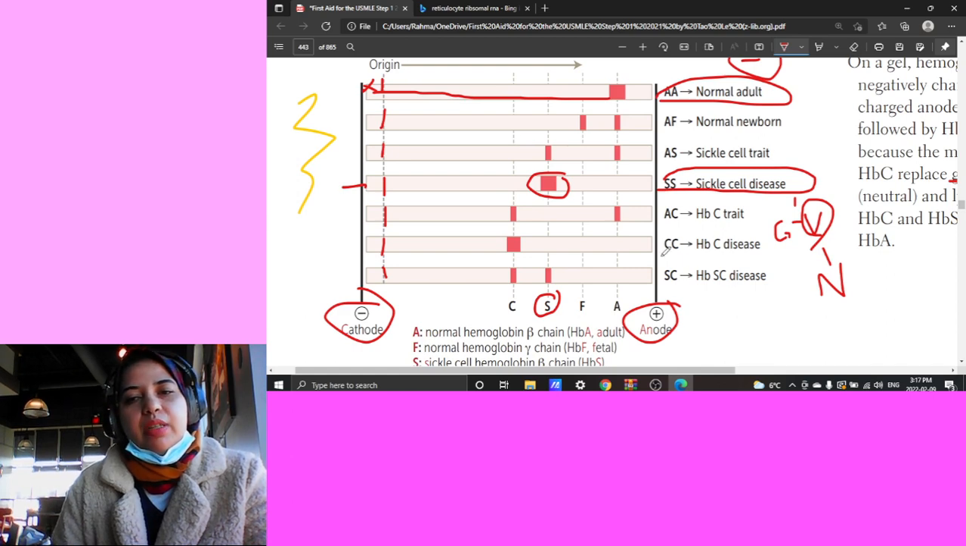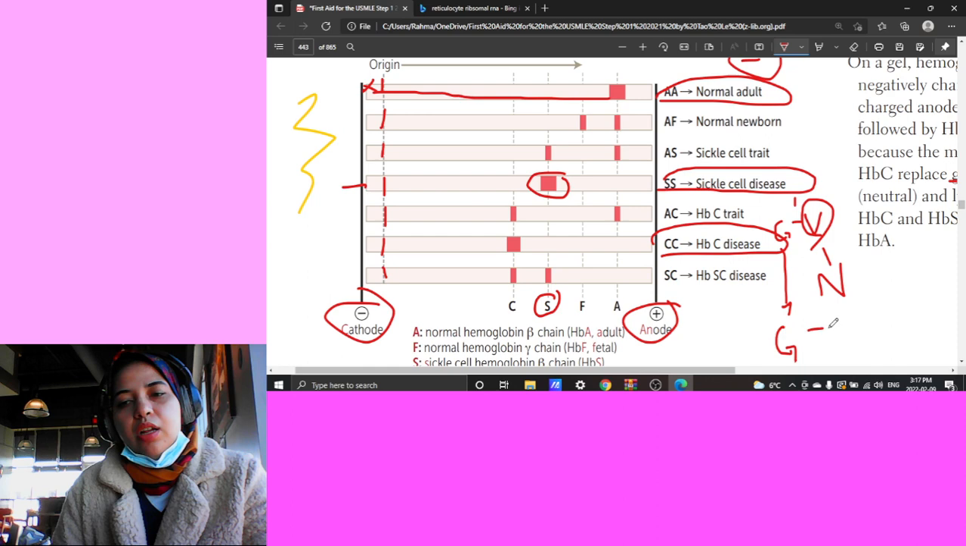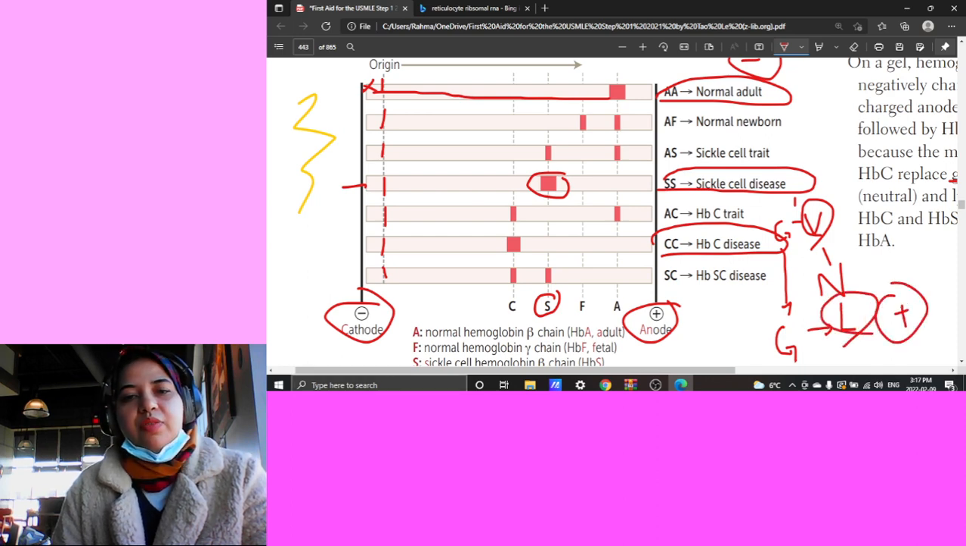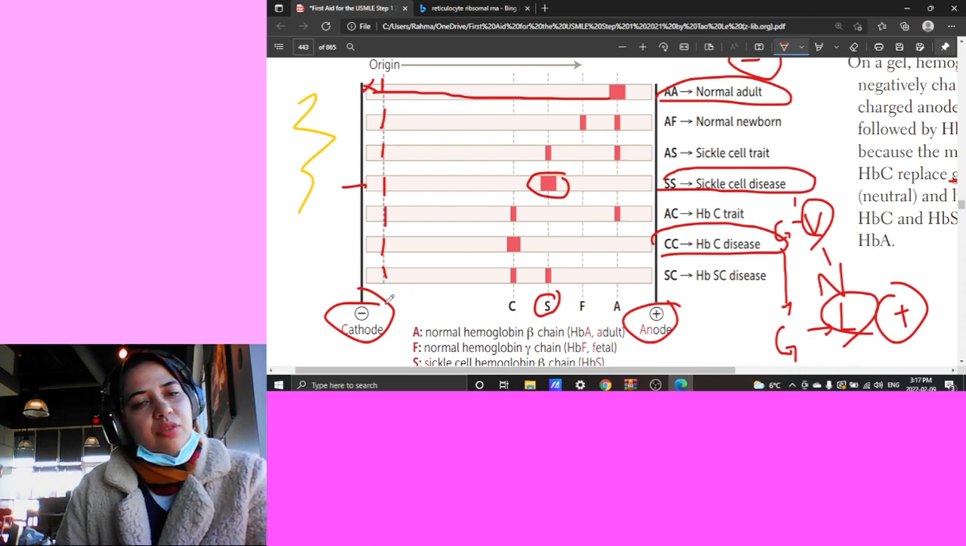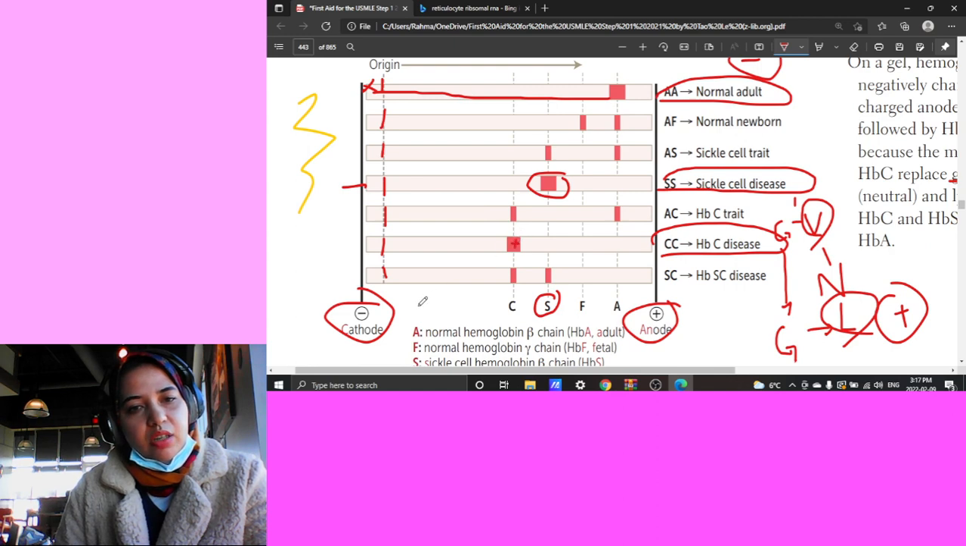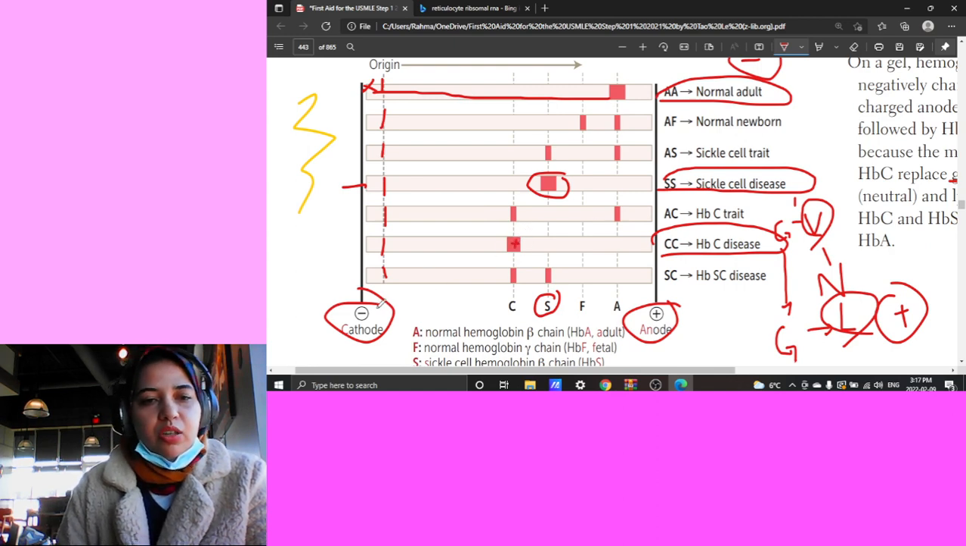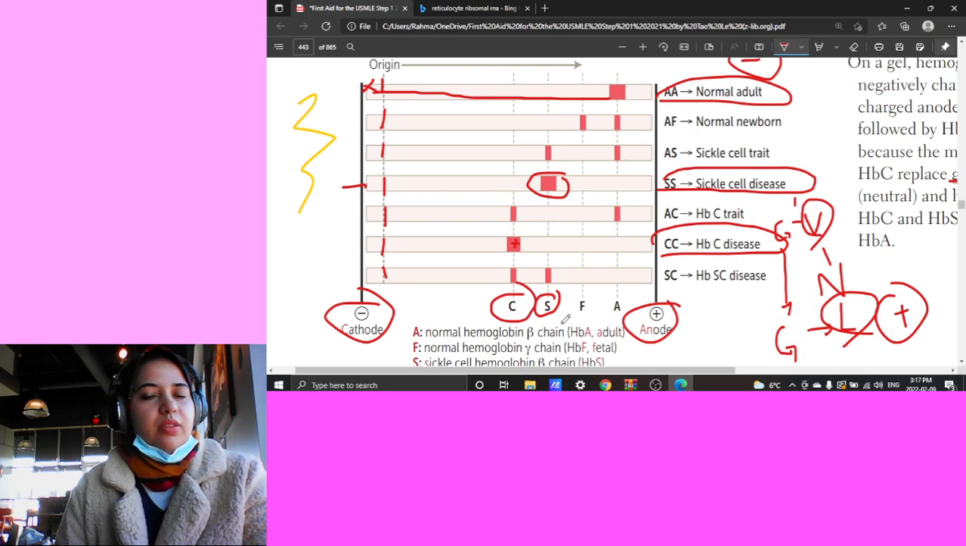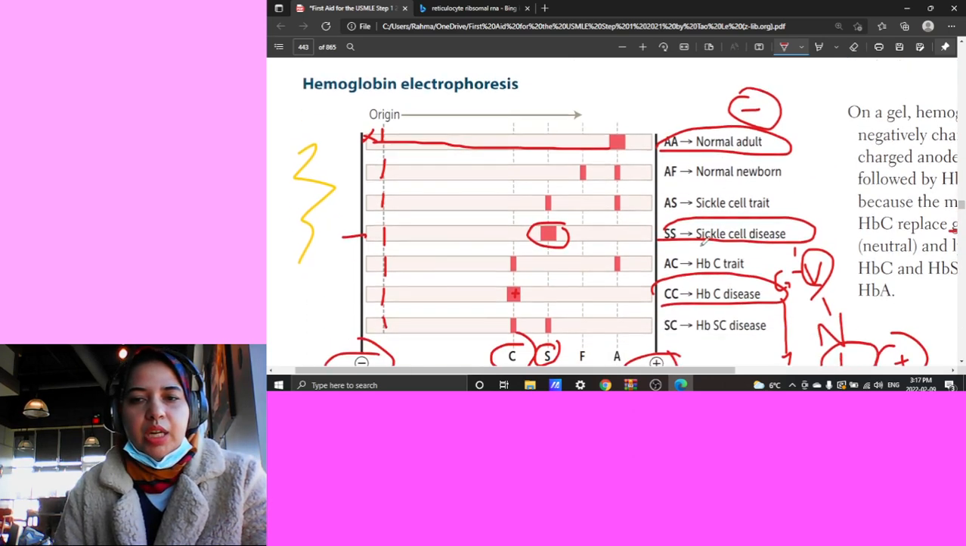Now what happens if I have something like HbC disease? In HbC disease, I switch the G to an L, and lysine is positively charged. So if I run a current through it, it's going to stick a little bit closer to the cathode, the negative charge side, right? Because positive is attracted to negative. So the one that's closer to the cathode is going to be my HbC disease. A very simple way to understand that.